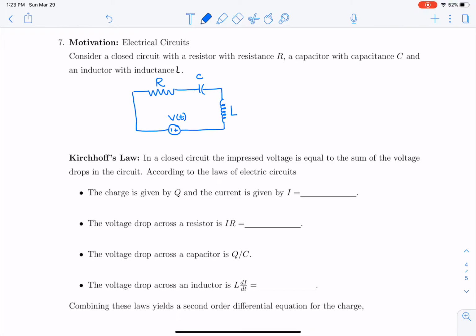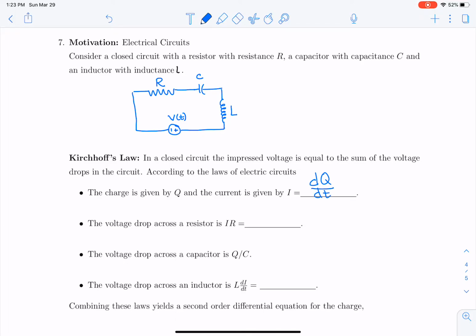Now, in order to describe this electrical circuit, we're going to use Kirchhoff's Law, which says that in a closed circuit, the impressed voltage is equal to the sum of the voltage drops in the circuit. Okay, so according to the laws of electric circuits, the charge is given by Q, and then the current is going to be the derivative of charge, which is dQ/dt.